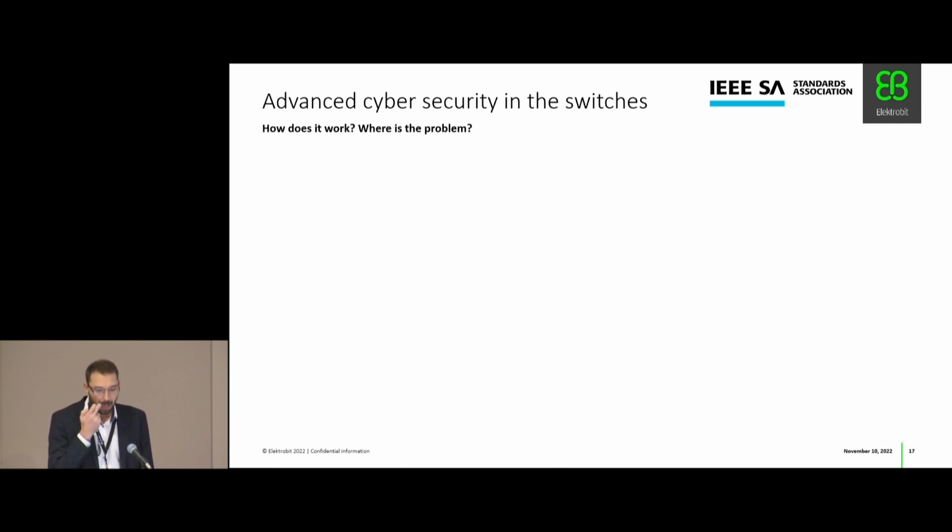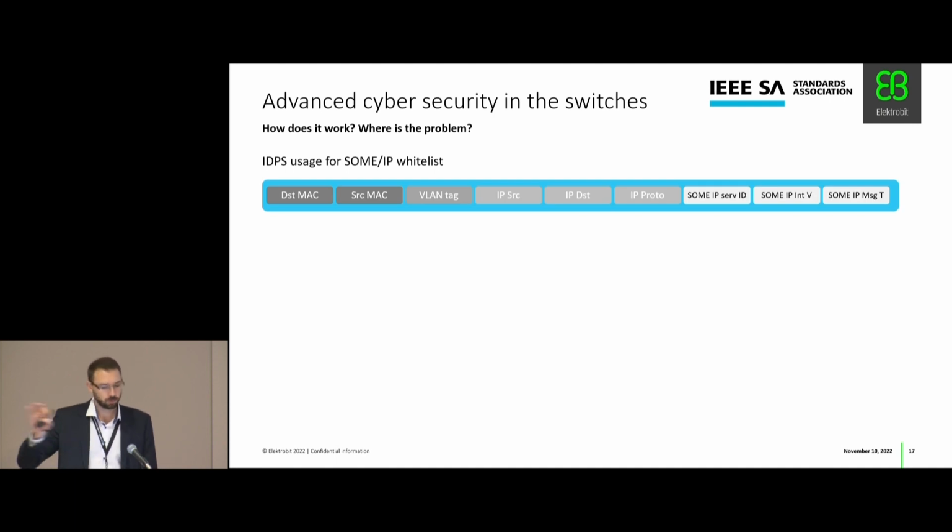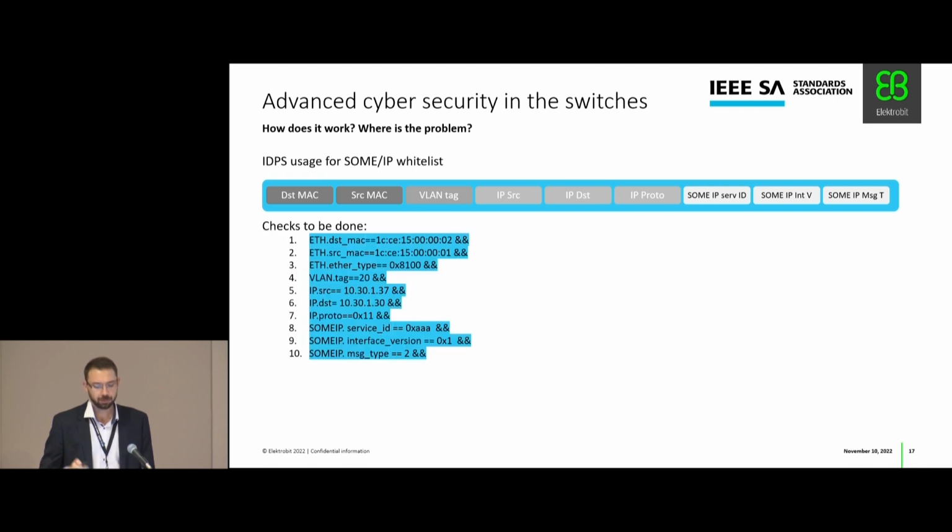So how does it work in general? Let's consider IDPS usage for some IP whitelist. There are different, not all, but some different protocol fields. And then, for example, how does it work?